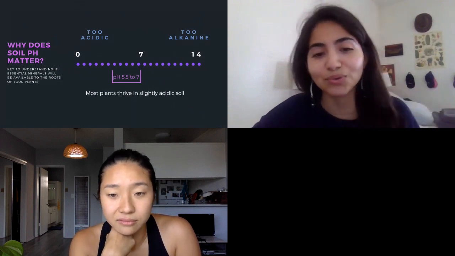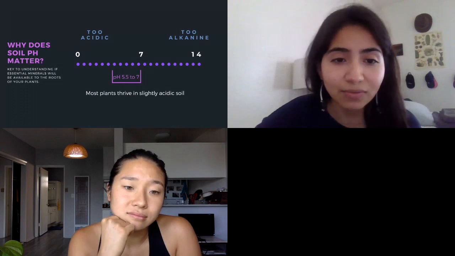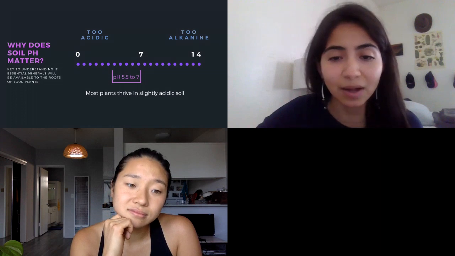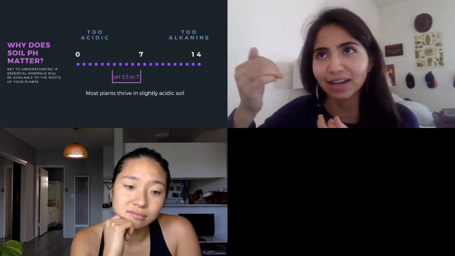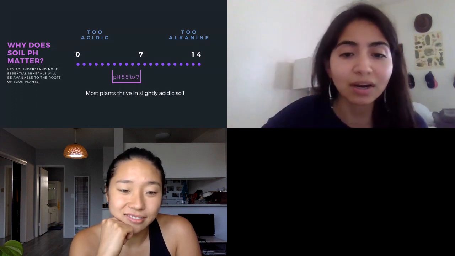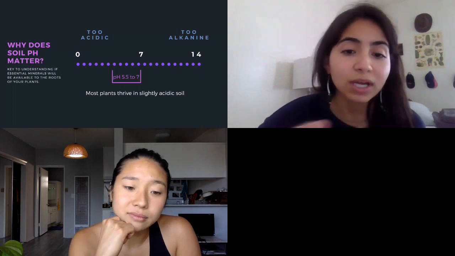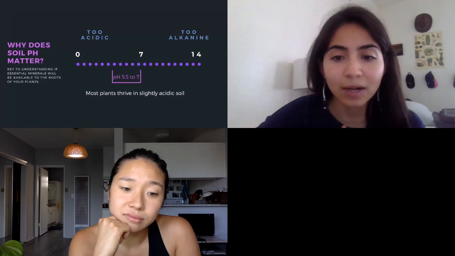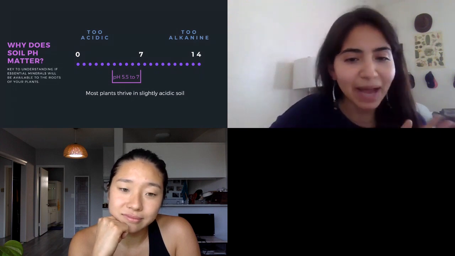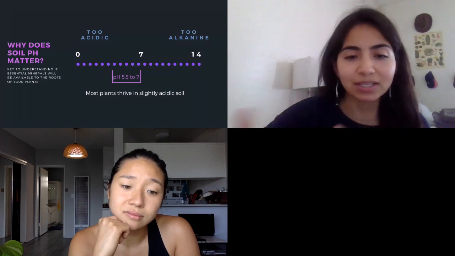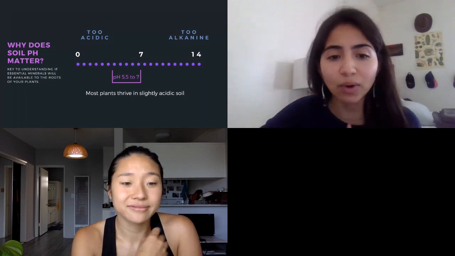And so if your soil is too acidic, there are different things that you can do. There's this method called liming. You basically have ground up limestone and you can put it there and it can make it more neutral. Or if it's too alkaline, you can add organic materials like pine needles, peat moss, composted leaves. So there's different things that you can add to the soil if the pH is too high or too low.